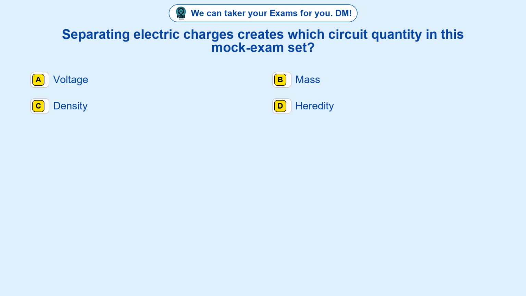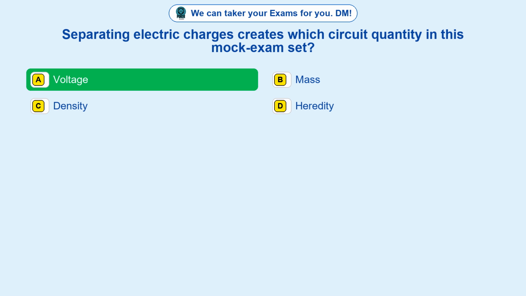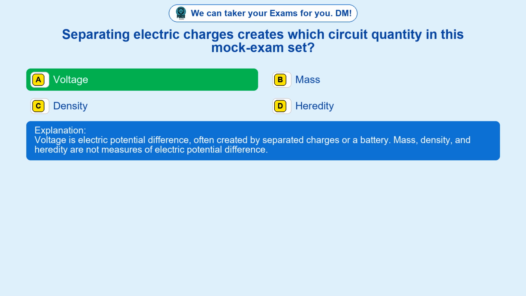Question 70. Separating electric charges creates which circuit quantity in this mock exam set? Option A, voltage. Option B, mass. Option C, density. Option D, heredity. The correct answer is option A. Voltage. Voltage is electric potential difference, often created by separated charges or a battery. Mass, density, and heredity are not measures of electric potential difference.